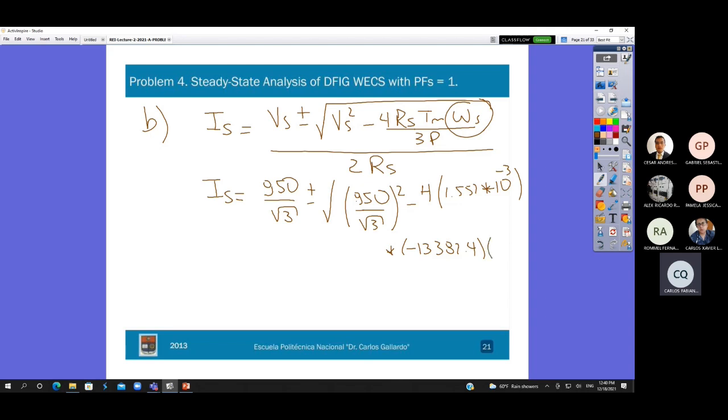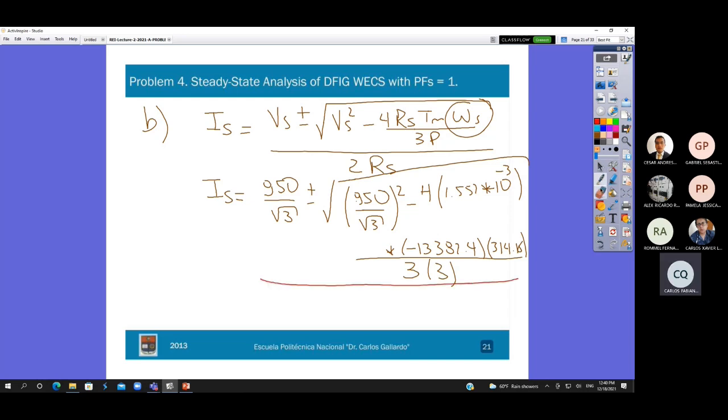The speed is 2 times pi times the frequency of operation. In this case, it is 50 hertz. Therefore, I will have 314.16 radians per second. Okay, this is the square over 3 times the number of poles. In this case, the number of poles is equal to 3.